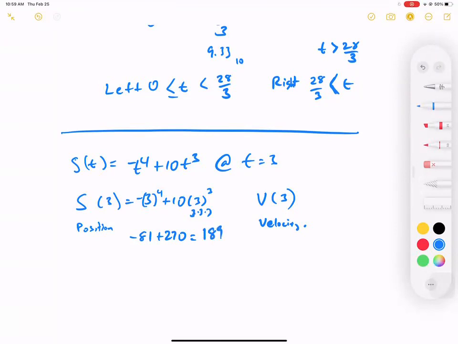Okay, and then the velocity. Well, how do we get from position to velocity? And this, again, is where the calculus part is not direct. You have to say, okay, how do I get to velocity? Well, that's just the derivative of position. So you actually have to take the derivative yourself. Negative 4 t cubed plus 30 t squared. So we have negative 4 times 3 cubed plus 30 times 3 squared.